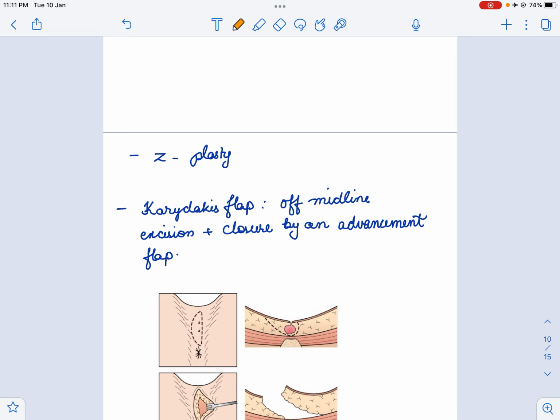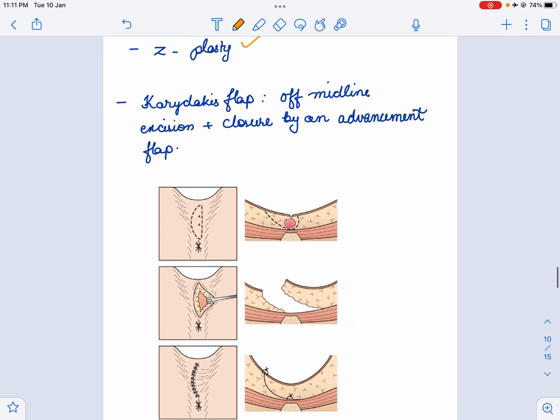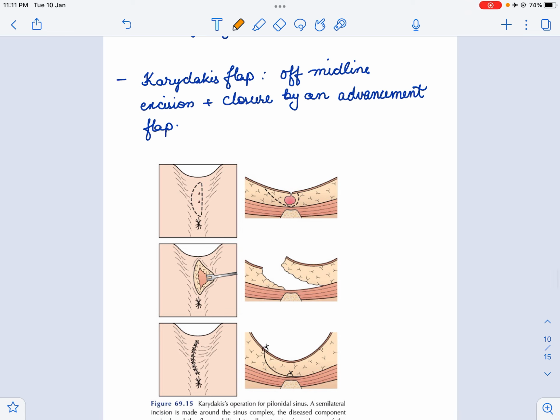Next, you can do something called a Z plasty. The other option is something called a Karydakis flap. Now, a Karydakis flap is, as the name indicates, an off midline excision. As we are discussing, all the flaps entail closure which is away from the midline. So, in a Karydakis flap, you do an off midline excision and then you close it via an advancement flap. You may have noticed by now that after excising the pilonidal sinus, in all the methods, we are trying to bridge the gap via a flap.